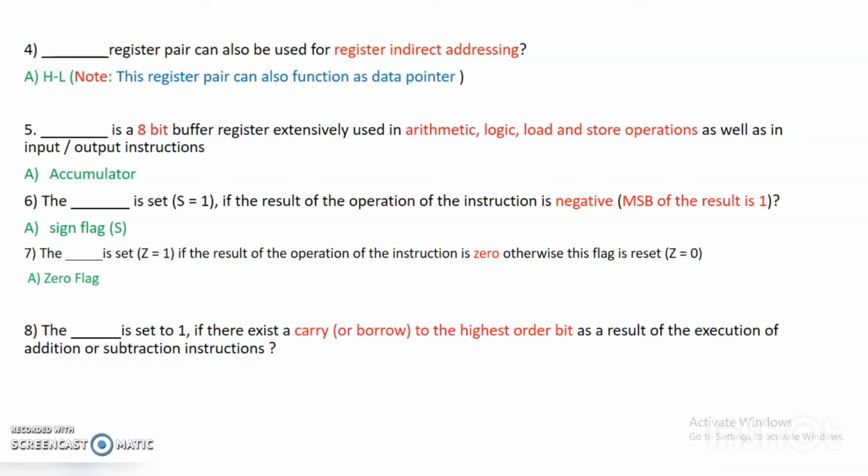Bit number 8. The dash bit is set to 1 if there exists a carry or borrow to the highest order bit as a result of execution of addition or subtraction instructions. So the answer will be carry flag. Whenever there is any carry after the 7th bit, this carry flag, which is present in the flag register, will be set to 1. In the next slide I'll be showing you which is the carry bit and which is the auxiliary bit.